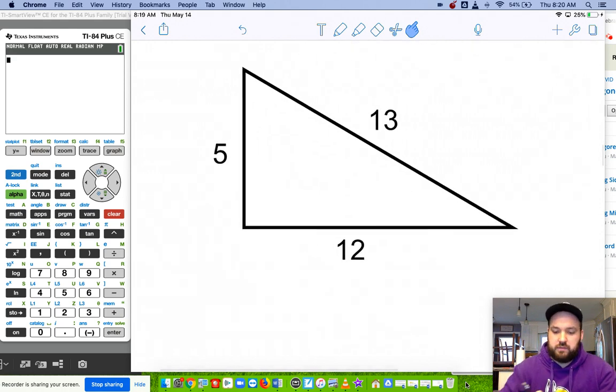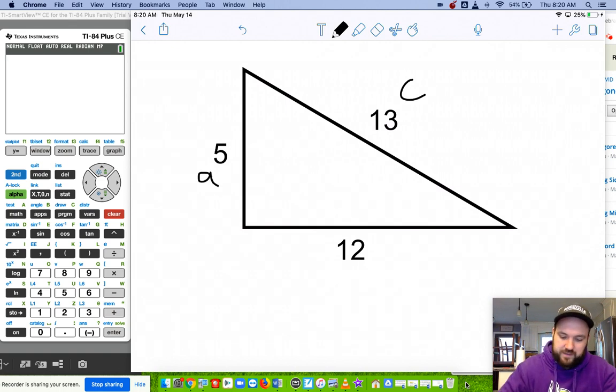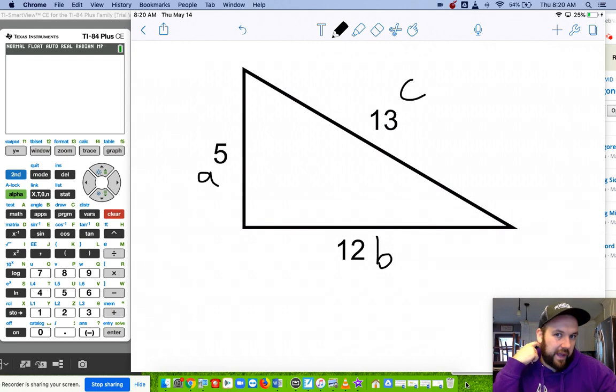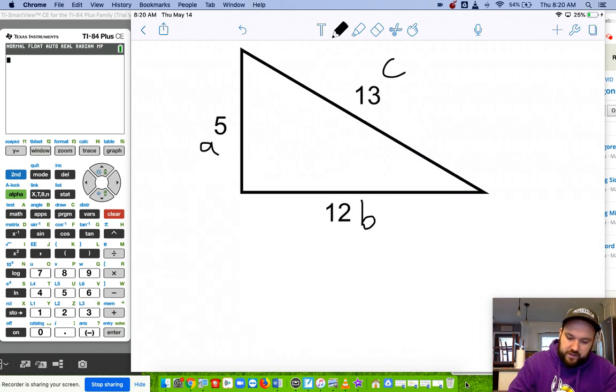So we're going to test it. If this is going to be a right triangle, the longest side would be C, which is the hypotenuse, and that's 13, which means it doesn't matter which of the other two sides you call A and which you call B. I usually go with A as the smaller number, or the shorter leg, but it doesn't matter. So we're going to test to see, is this a right triangle or not?